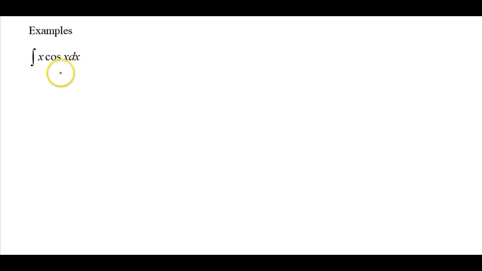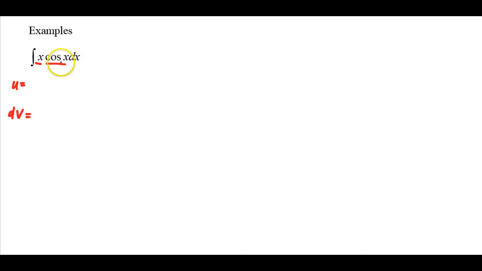So I'm going to go ahead and apply integration by parts, which means I need a u and I need a dv. So the strategy for choosing u was to find a function that's easily differentiable. So my options here are to choose x or to choose cosine x. Well, both are easy to take the derivative of. The derivative of x is 1, the derivative of cosine is negative sine.